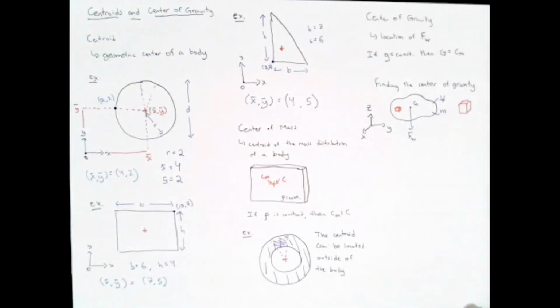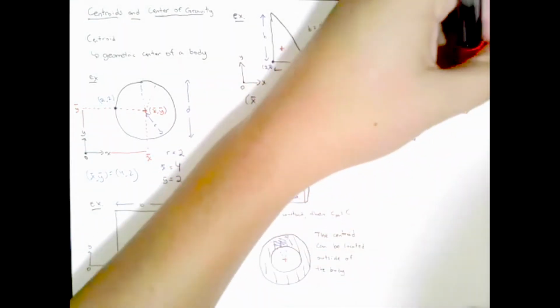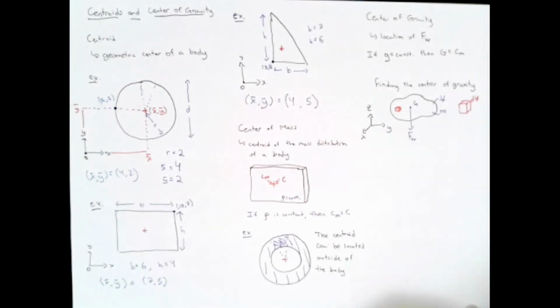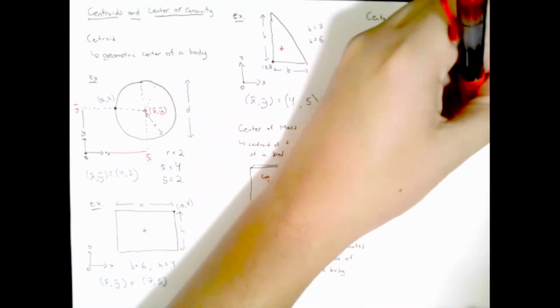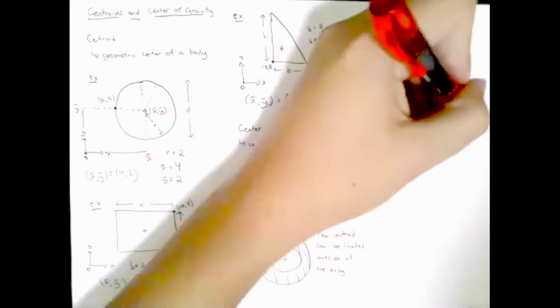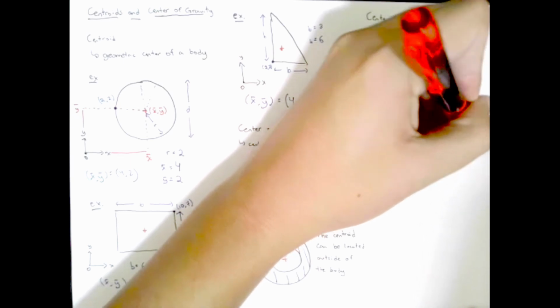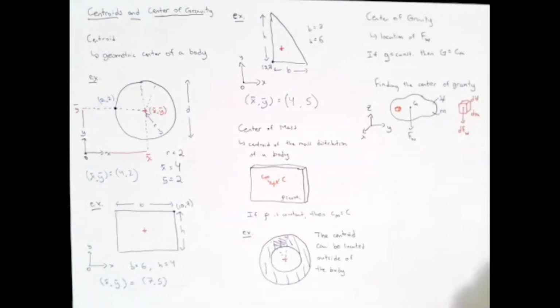This differentially small element is infinitesimally small, and it's going to occupy a tiny, tiny volume of dV. We also know this element has a tiny mass of dm, and we also know this element has a weight of dFw. So that's what we know.